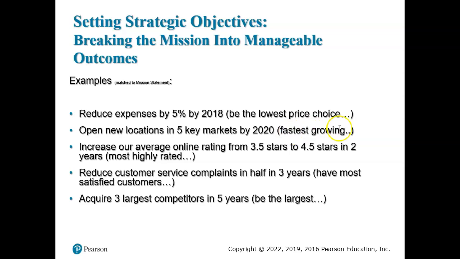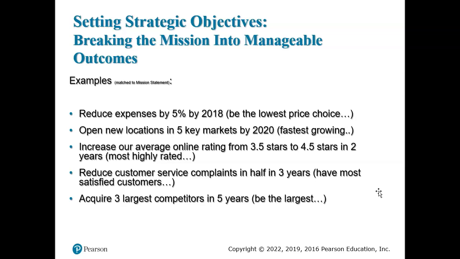If you want to be the fastest growing, your strategic objective will be opening new locations in 5 key markets by a particular year. If you wanted to be the most highly rated, you might say our objective would be to increase our average online rating from 3.5 stars to 4.5 stars in 2 years. I've actually worked with companies that have a very similar type of strategic objective. If we want to have the most satisfied customers, we might have a strategic objective of reducing customer service complaints in half in 3 years.